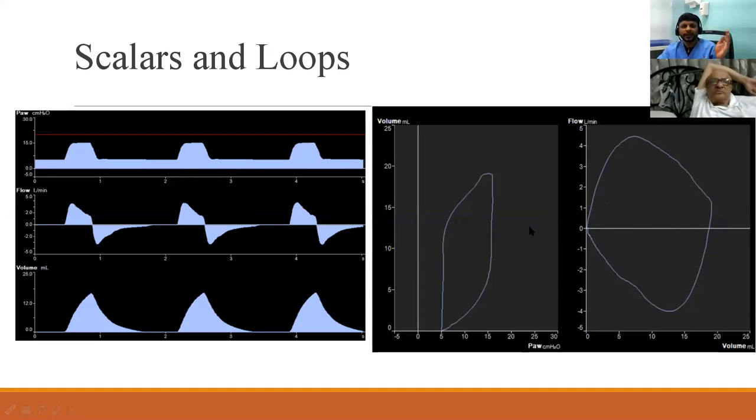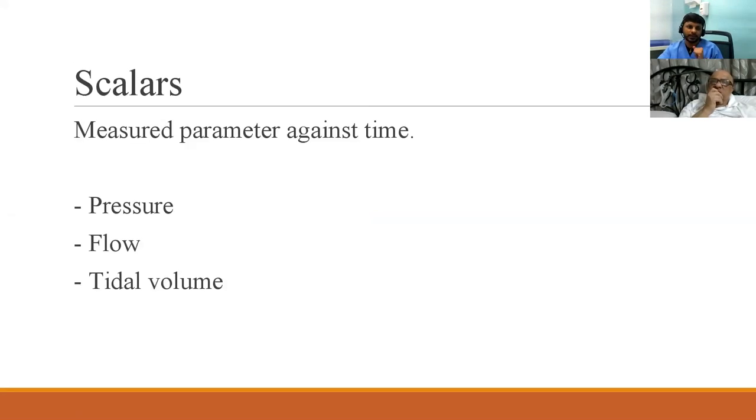Loops are where you plot each parameter against each other, such as your pressure volume loop or your flow volume loop. In the sense, when you measure against the pressure, what's happening to the volume of the baby with each breath, and again similarly with flow, how much volume is going into the baby and how much volume is getting out of the baby. These are the loops that we normally study when we address these pulmonary graphics in neonates.